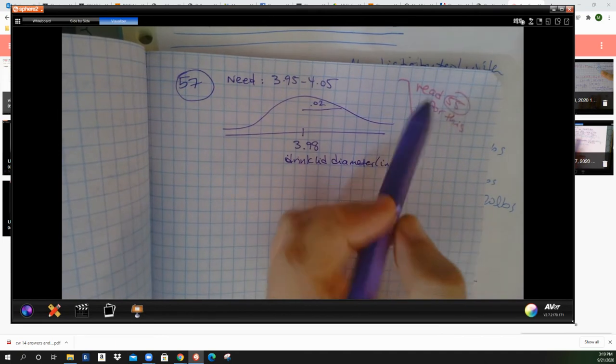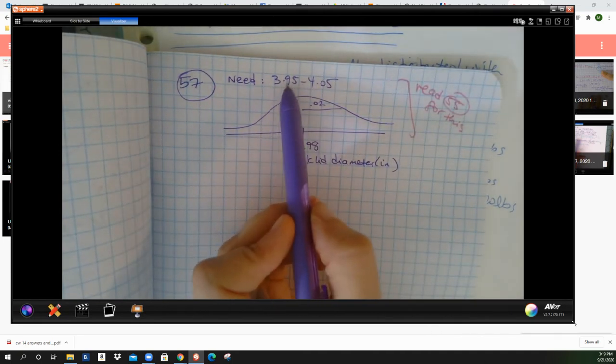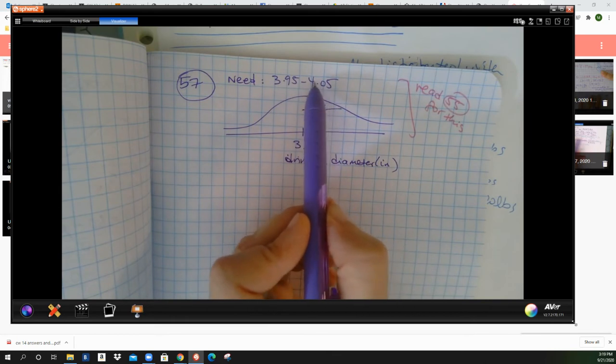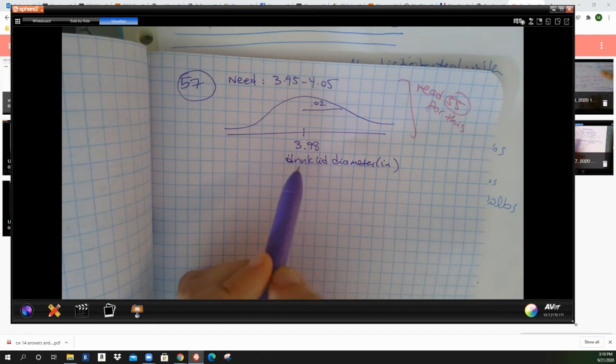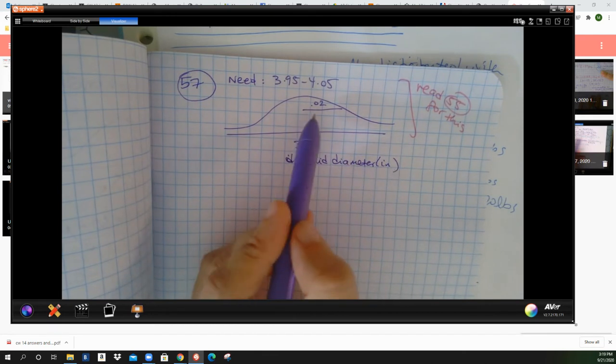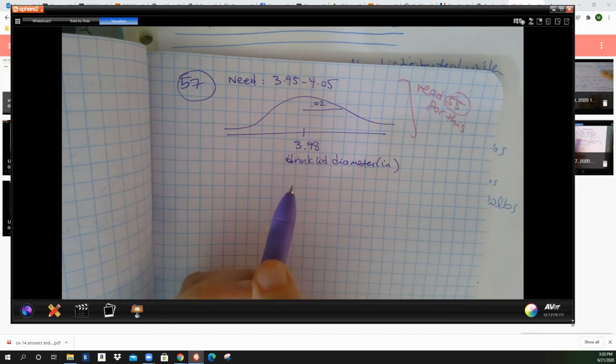From 55, I get that they're trying to make sure that lids that fit will be from 3.95 to 4.05, otherwise they won't fit. And the normal curve we're working with is 3.98 drink lid diameter in inches with a standard deviation of 0.02. So for 57, they're saying here's a strategy to make it so that more lids fit.